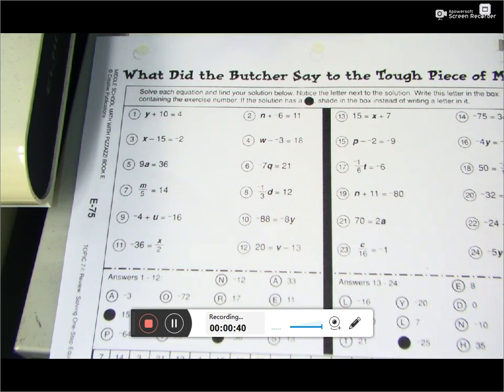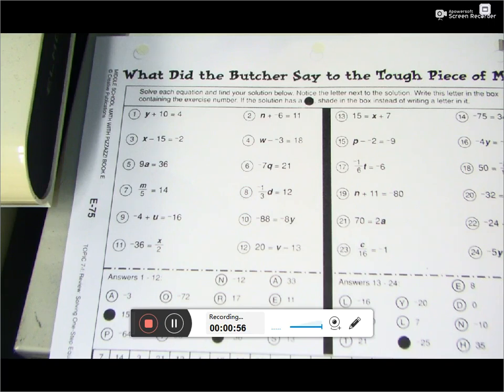Okay, so what you have in front of you today, if you picked up your paper from the drawer, is one of those corny joke sheets, and it's a mixture of addition, subtraction, multiplication, and division equations.